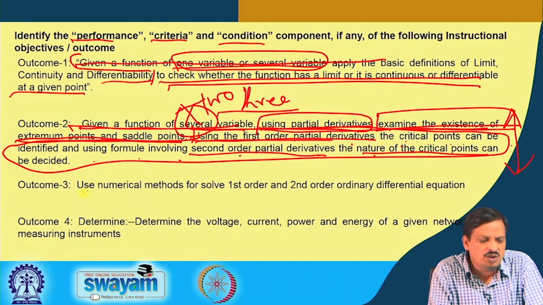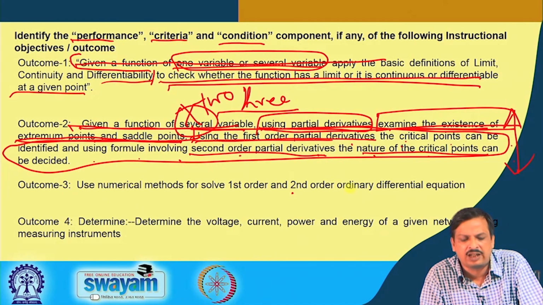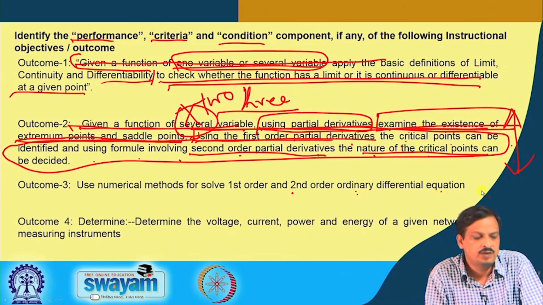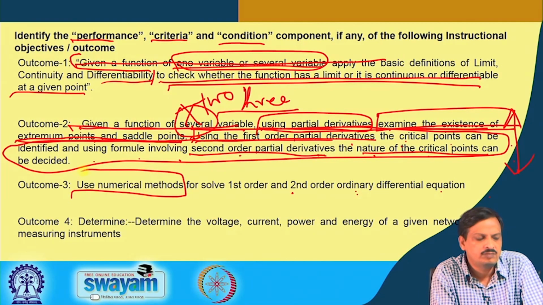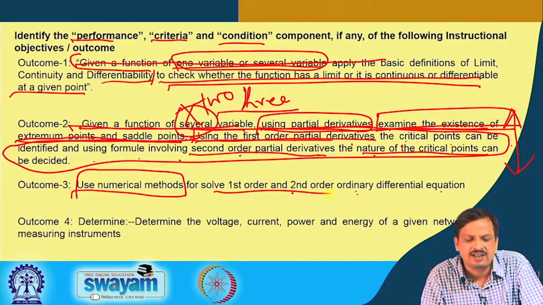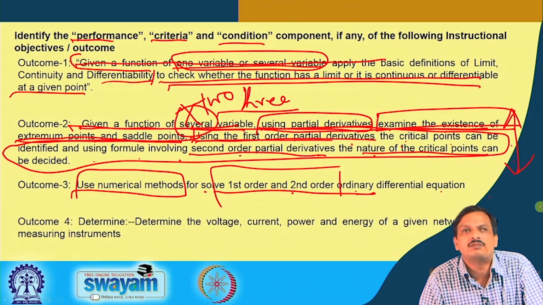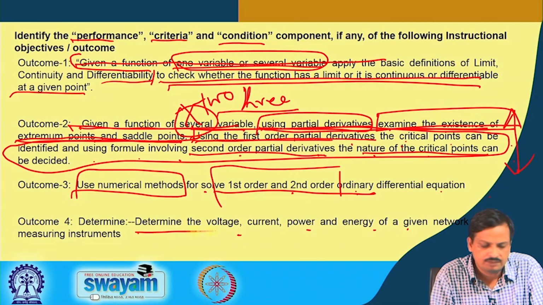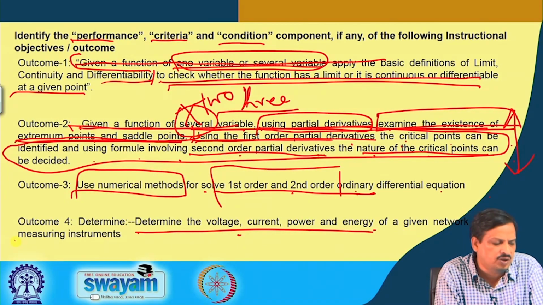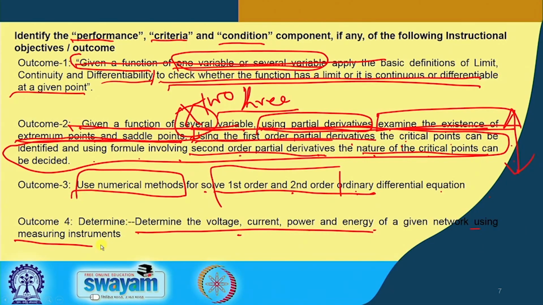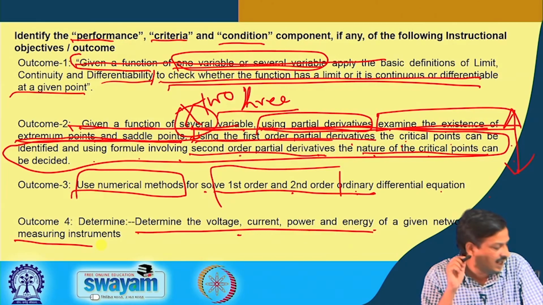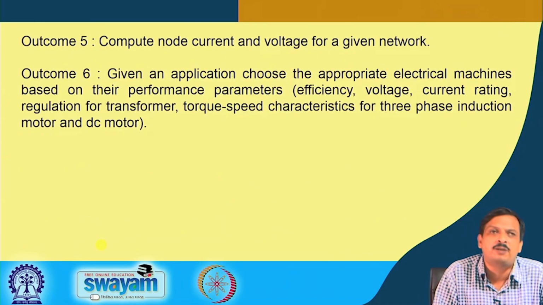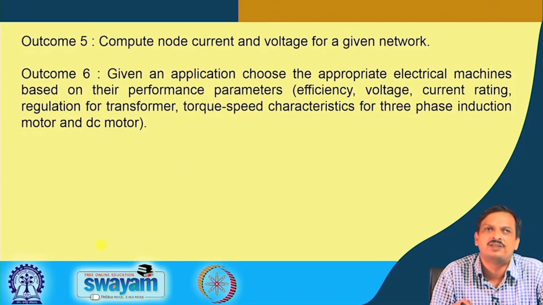Use numerical methods to solve first order and second order ordinary differential equations. So, use numerical methods is the condition, first order and second order is the criteria, solve differential equation is the performance. Determine the voltage, current, power, energy is the performance component, for a given network using measuring instrument is the condition component. So, for any given objective, you can identify the condition component and performance component.